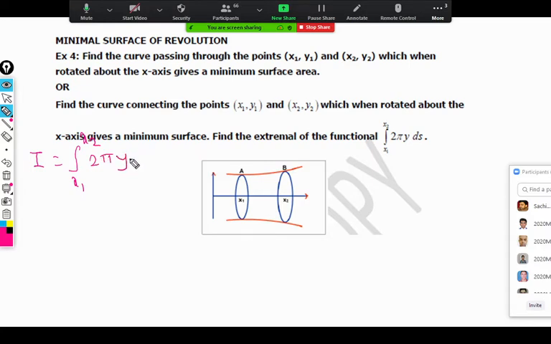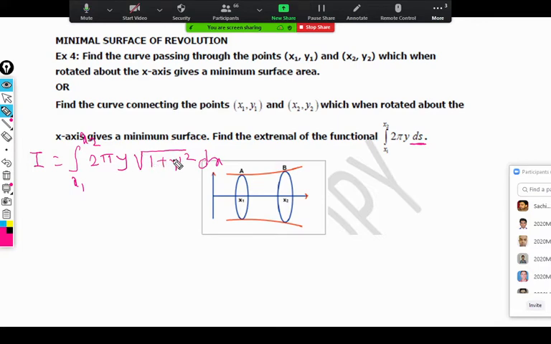What is the value of ds? Anyone? This is a small arc length. You should remember the value of ds is root of 1 plus y dash square dx. This is just what we proved in the previous example. Any doubt in writing the integral I? Am I audible? No doubt in this.